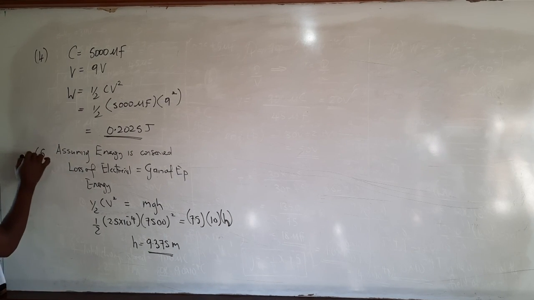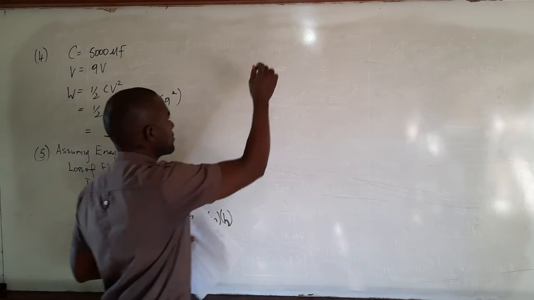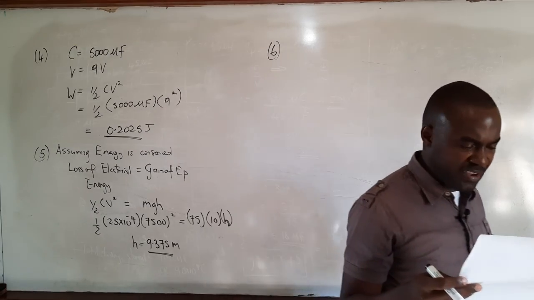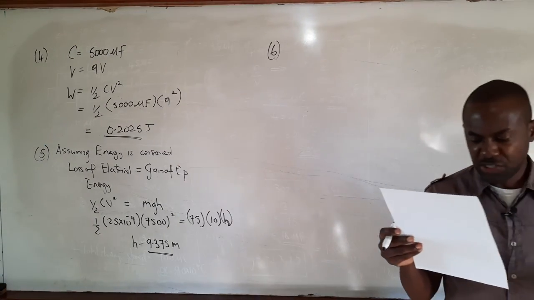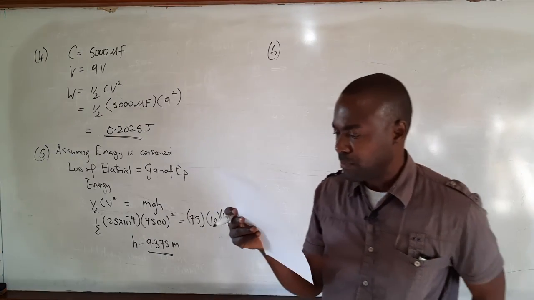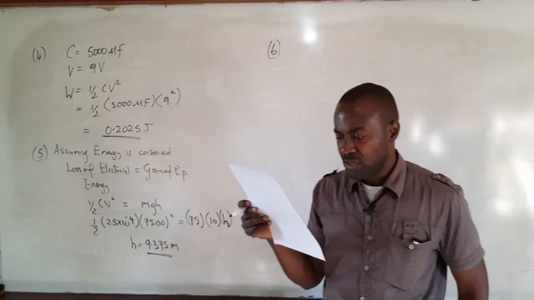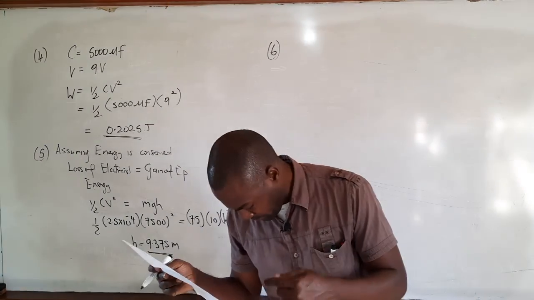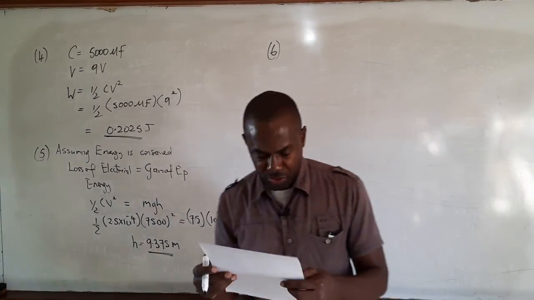This is number 5. Let's now look at number 6. Number 6 says a 5 microfarad capacitor is charged to a PD of 10 volts. It is then removed from the supply and connected in parallel with an uncharged 20 microfarad capacitor. Calculate A, the charge on each capacitor after the connection.